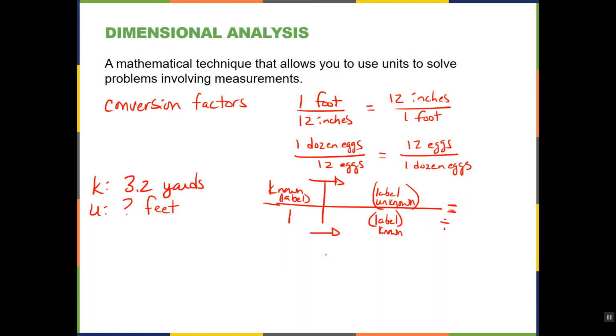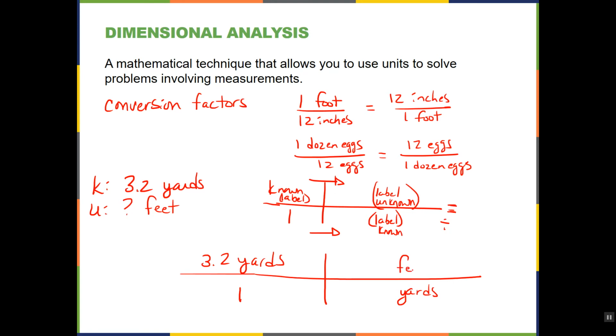And what this would look like in this problem, let's go ahead and do it. So let's say I've got my known here, 3.2 yards. I'm going to write this in the upper box, 3.2 yards over 1. Now my label here is yards, so that's what I bring down. Remember, we're bringing the label down only, yards. And the label of my unknown, what I'm looking for here, is feet. And now because I have a direct conversion factor between feet and yards, I can go right to it, okay? And I know that conversion factor is that there are 3 feet in 1 yard, or I could say in 1 yard, there are 3 feet.